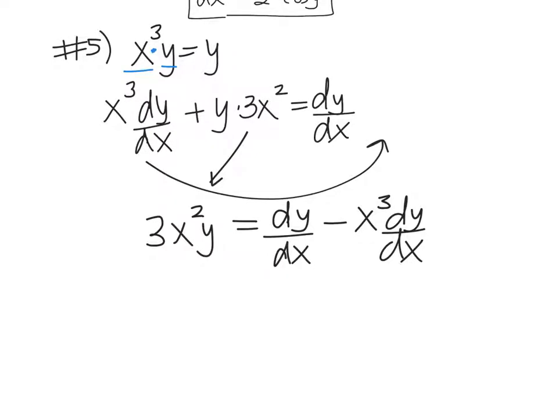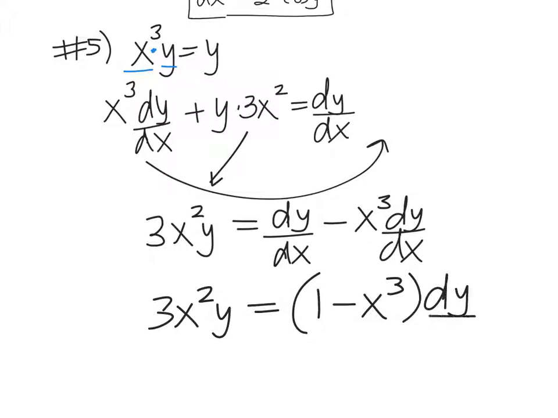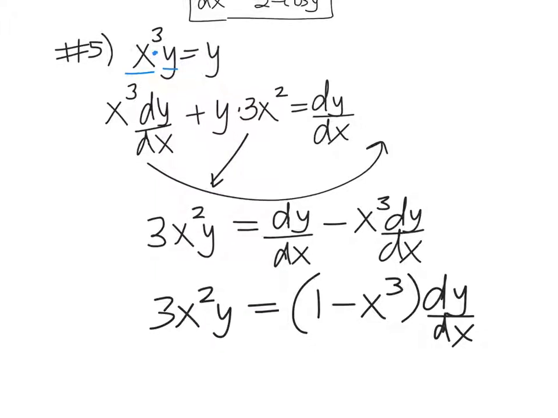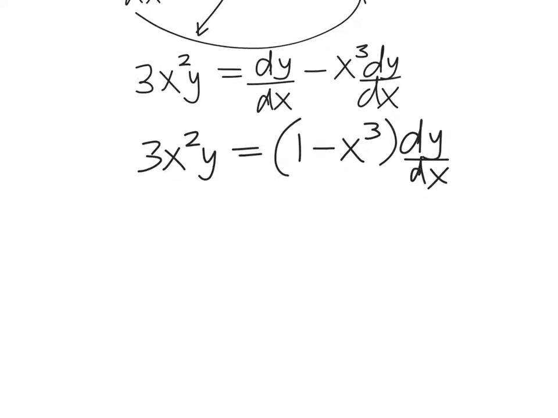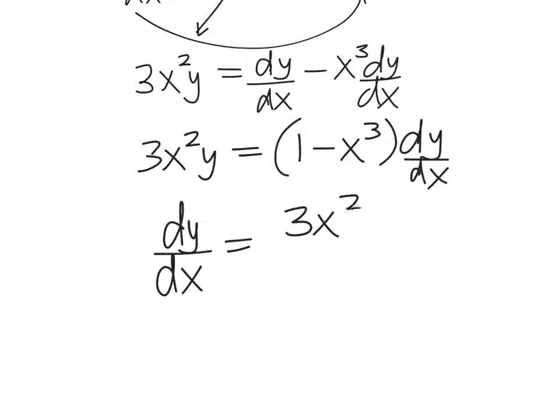Now go ahead and factor out a dy dx over here. So you get 3x squared y equals, and when you factor out a dy dx, you're left with 1 minus x cubed. Okay, because we factored out the entire dy dx, you're left with 1 there. And then finally, last step is to divide by 1 minus x cubed. So dy dx equals 3x squared y over 1 minus x cubed.